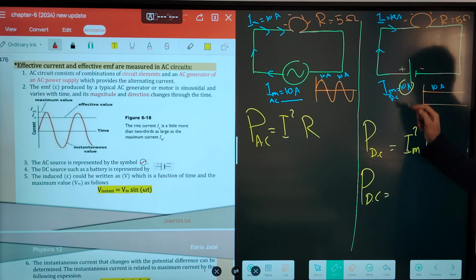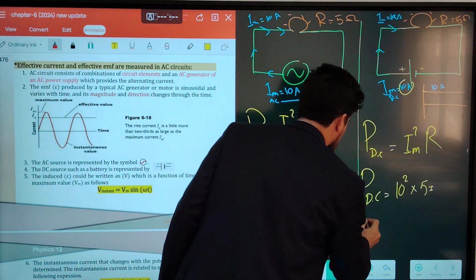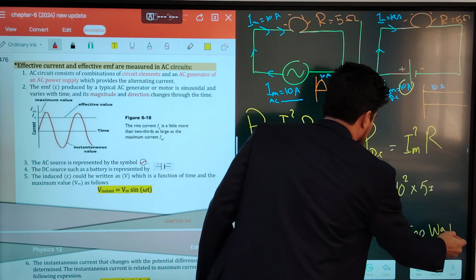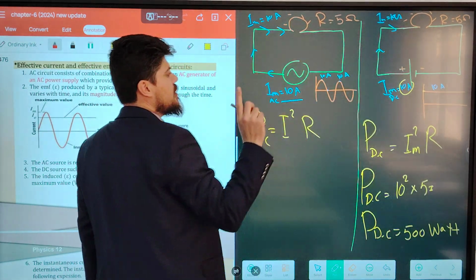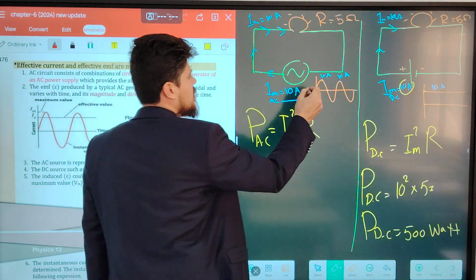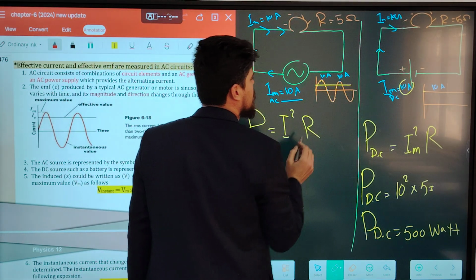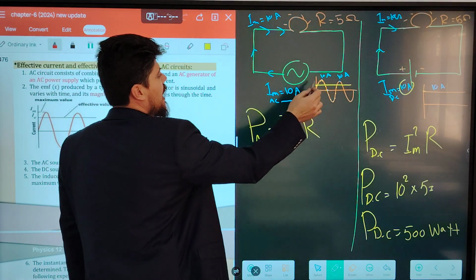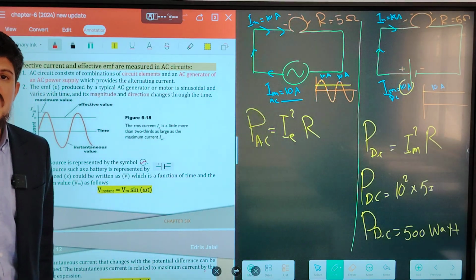IM is equal to what? 10 ampere. 10 squared times 5 is equal to, power in DC is equal to what? 500 watt. But power in AC, guys, in AC, how many values do we have? We have maximum value, instantaneous value, and effective value. So in this equation, we have to use the effective value, IE squared R.